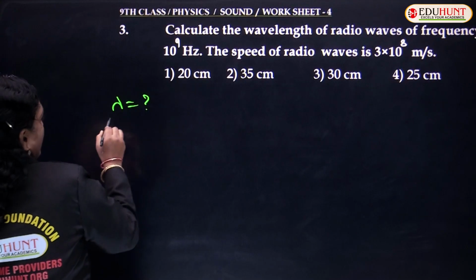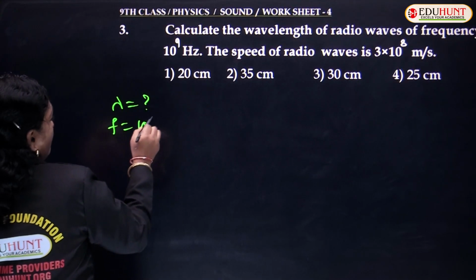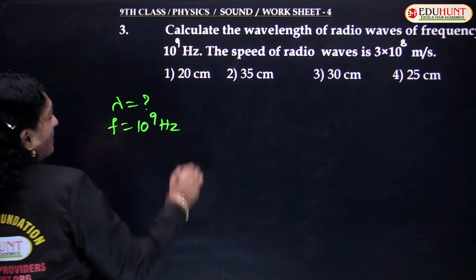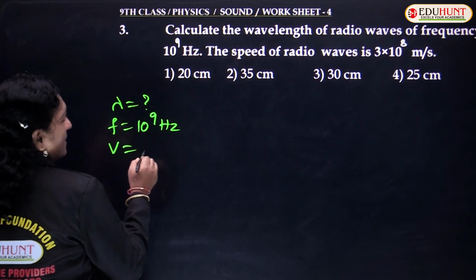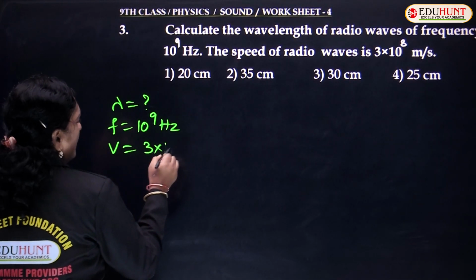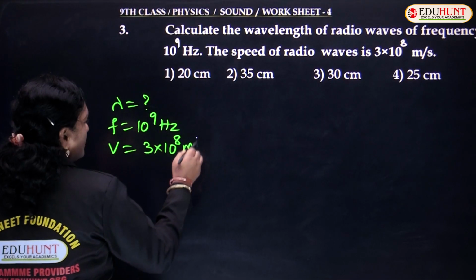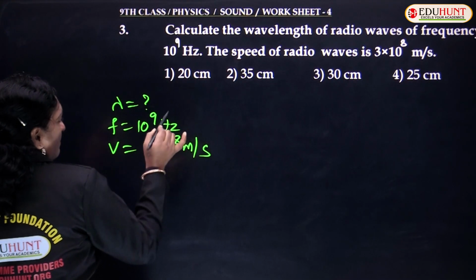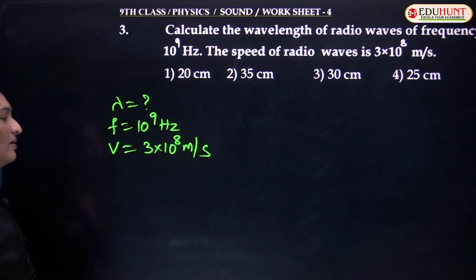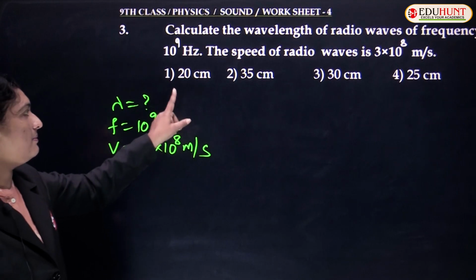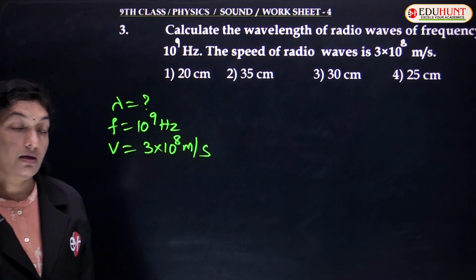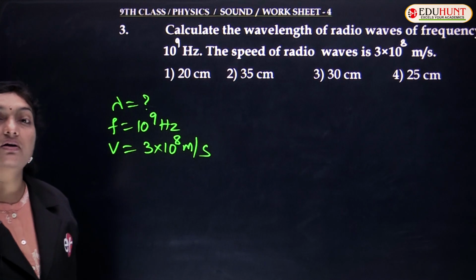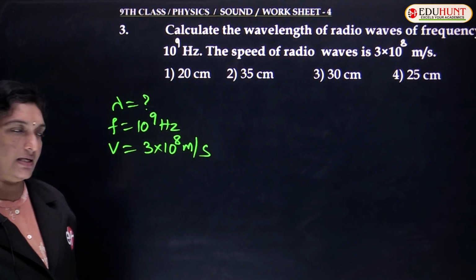Frequency F is given as 10 power 9 Hertz. The speed of the wave, V, is found to be 3 into 10 power 8 meter per second. So, frequency as well as wave velocity both were given in SI system, but the answer in centimeters is given in CGS system. So, we have to convert the final answer in CGS system.